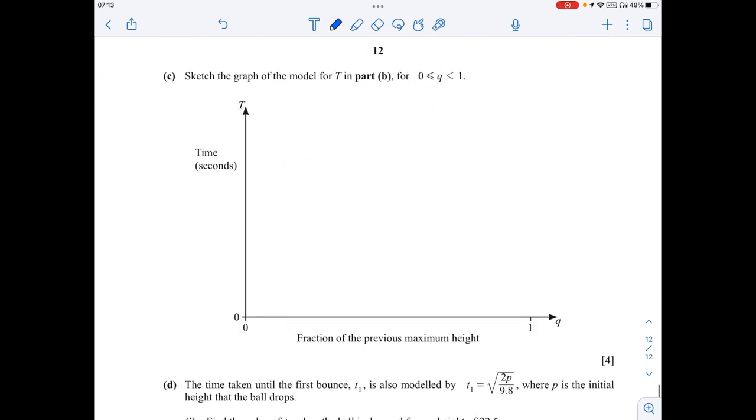Sketch the graph of the model T in part B. q lies between 0 and 1. So when you draw the graph, I am approximately drawing it. It should be in this proper way. You should get it in this way.